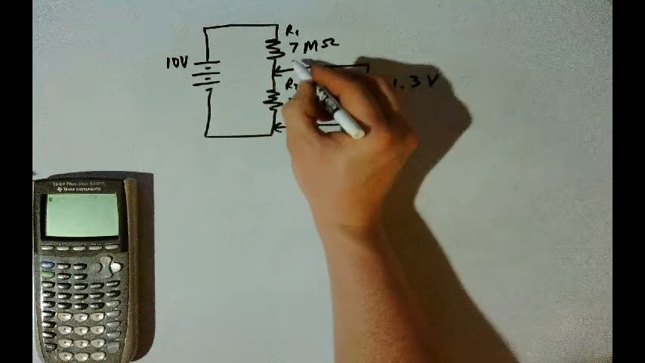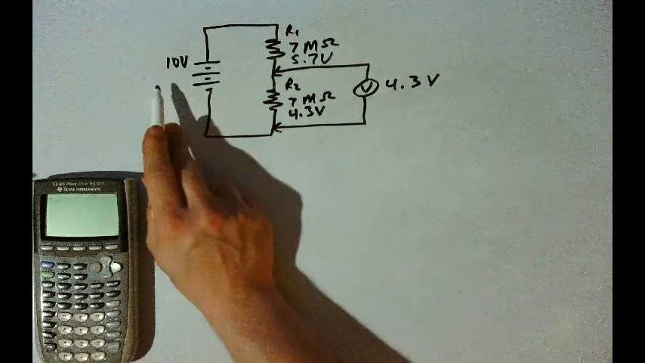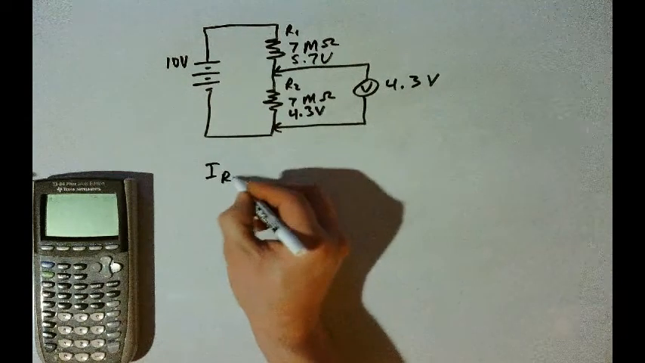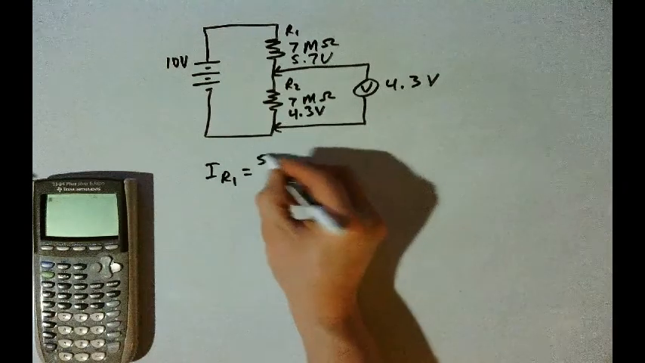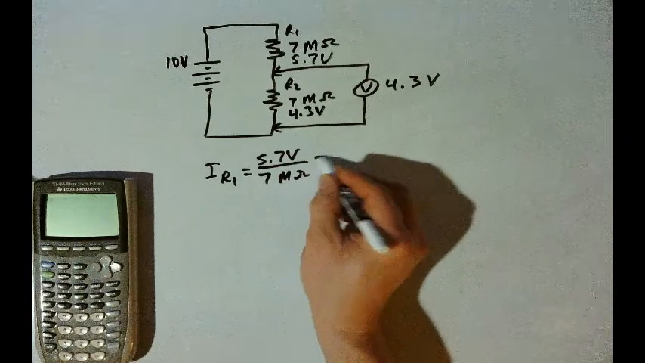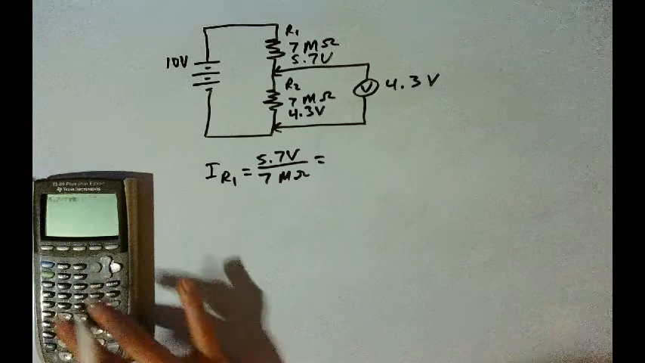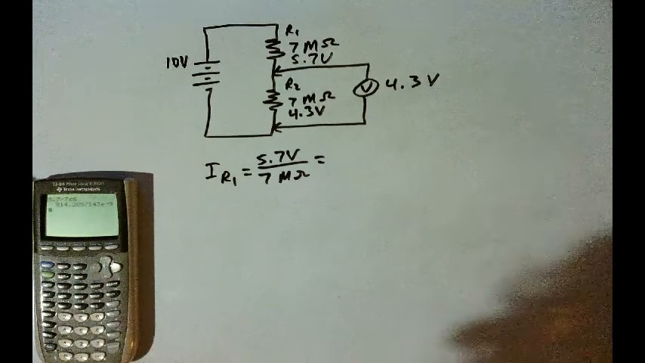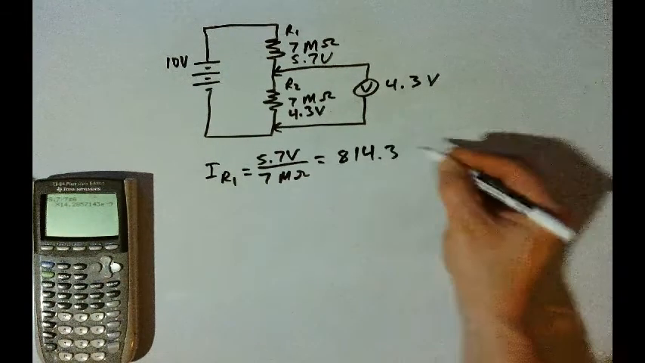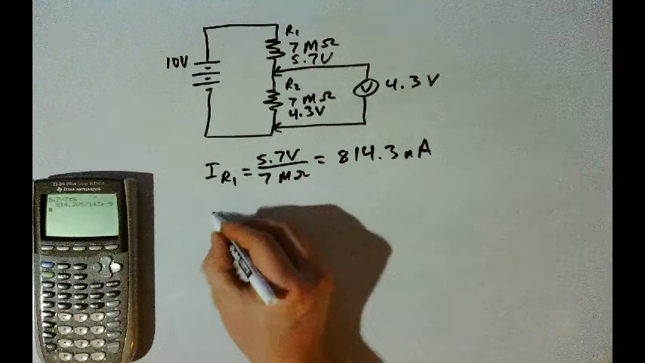Now the currents in these resistors. Current in resistor 1 will be the voltage, which is 5.7 volts, divided by the resistance, which is 7 mega ohms. And so when we divide 5.7 volts by 7 mega ohms, we get 814.3 nanoamps. We can also find the current in R2. Here we'll have 4.3 volts divided by 7 mega ohms, and so that is going to be 614.3 nanoamps.